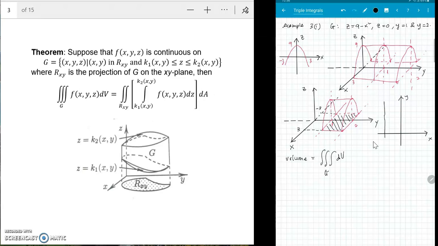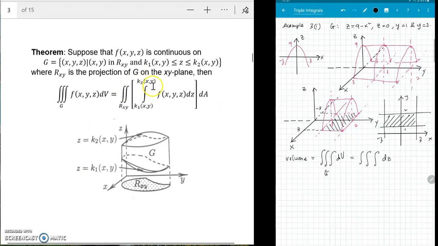And here we have these two lines, y equals 1 and y equals 2. So this is our region R. If we project our solid G onto the xy plane, we have to evaluate this by integrating our triple integral with respect to z first.